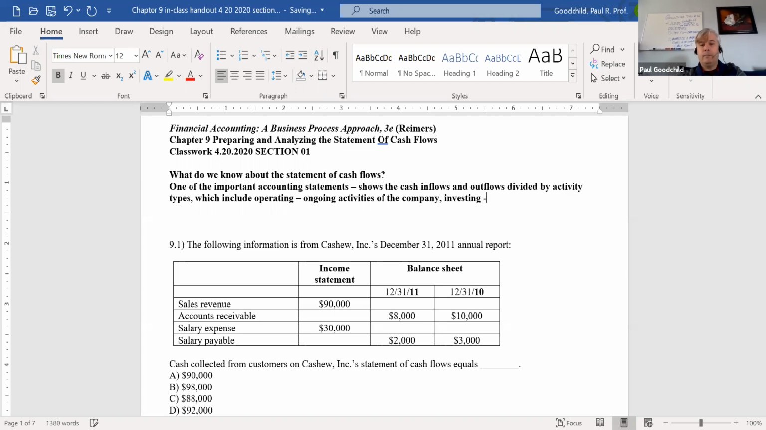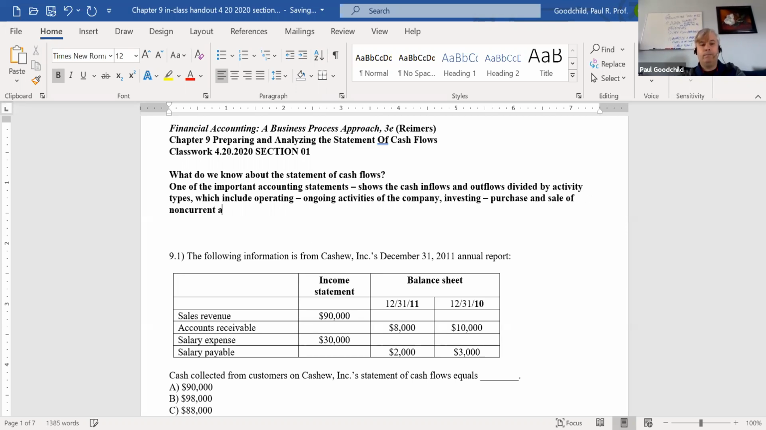Investing. These are purchase and sale of non-current assets. Cash acquisitions. Sorry, I should put cash acquisitions there. And investing activities, I'll say financial investing activities.